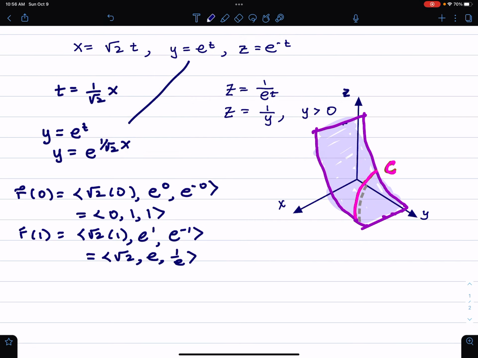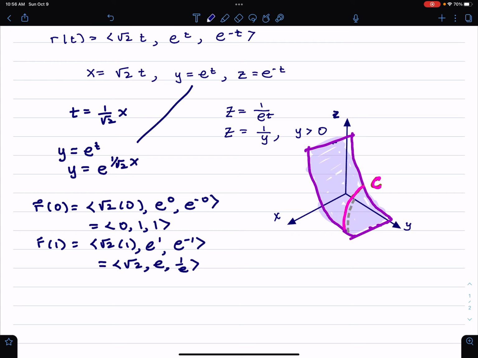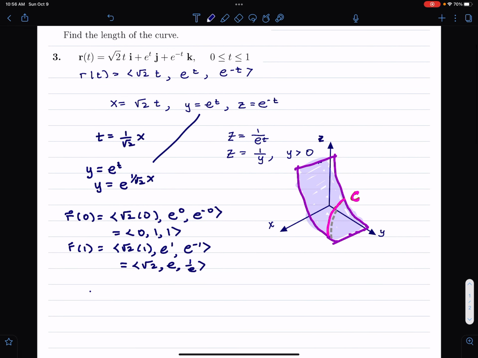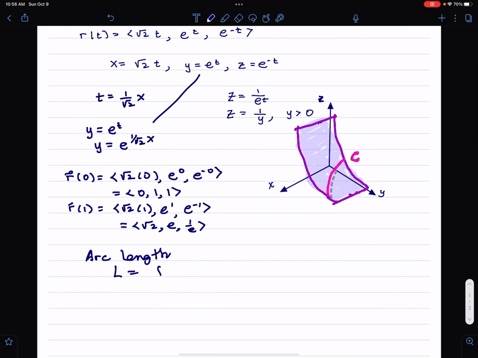That's a lot of stuff that wasn't even part of the problem. Now we're going to find the arc length. That's the problem. The arc length is given by L equals the integral from a to b of the magnitude of r prime of t dt.